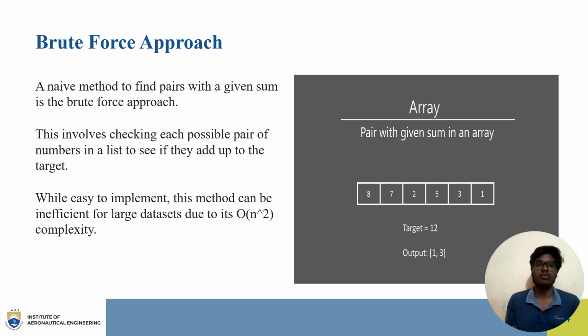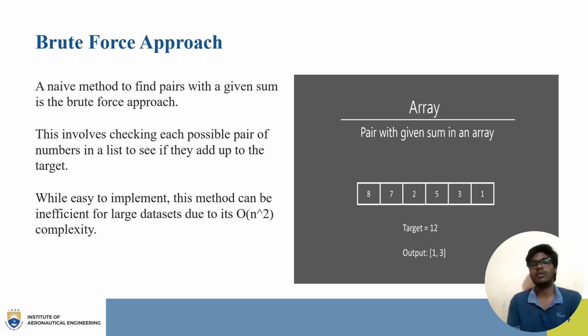Brute force approach. A naive method to find pairs with a given sum is the brute force approach. This involves checking each possible pair of numbers in a list to see if they add up to the target. While easy to implement, this method can be inefficient for large data sets due to its O of n squared complexity.